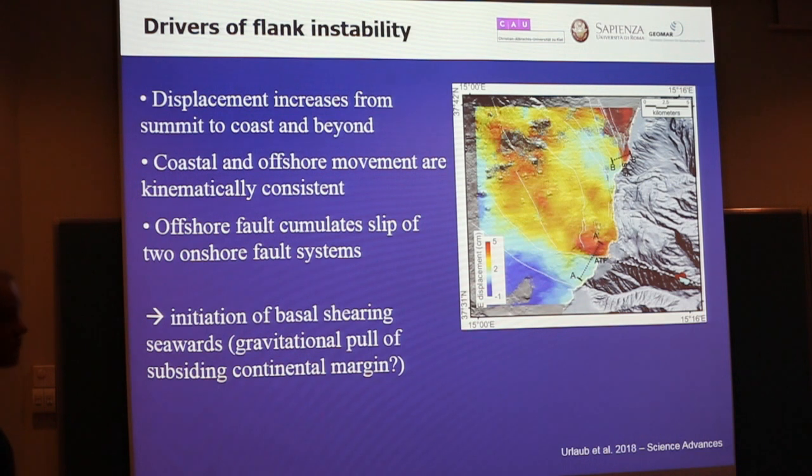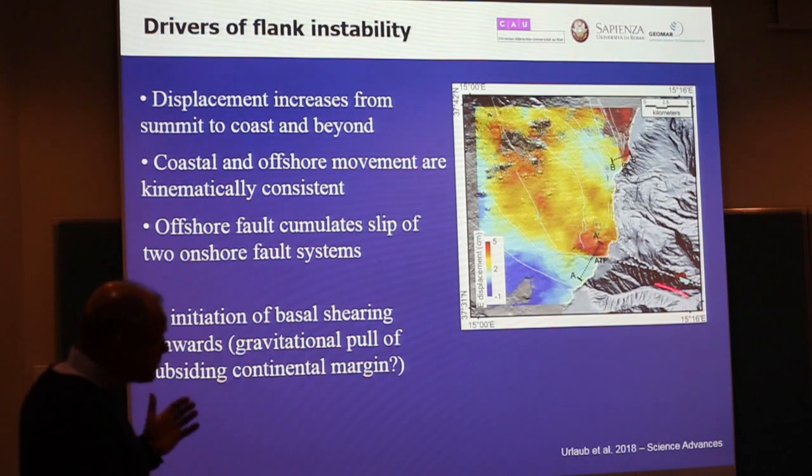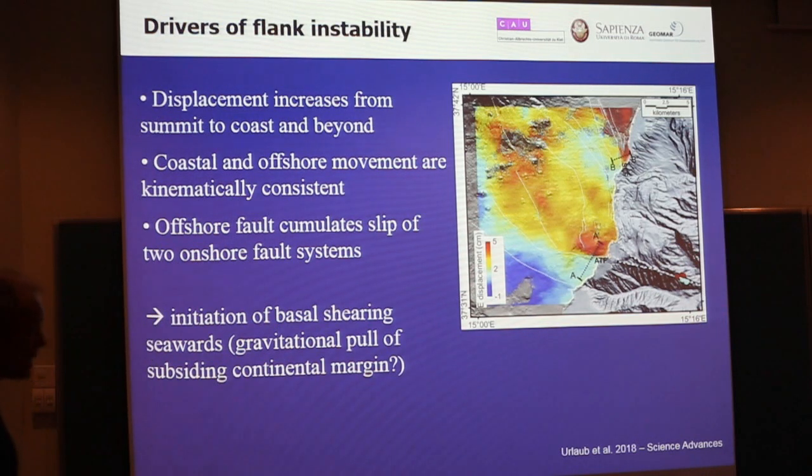Most likely we have a subsiding continental margin. And this subsiding continental margin is causing a gravitational pull. And the gravitational pull, if you think about hazards, is probably much more dangerous than just the magma inflation here, because not only the volcanic flank is affected by this, the entire coupled system between volcanic flank and continental margin is affected by that.